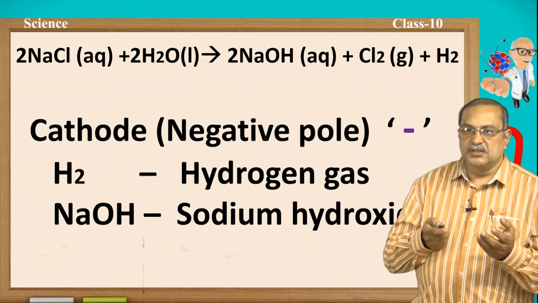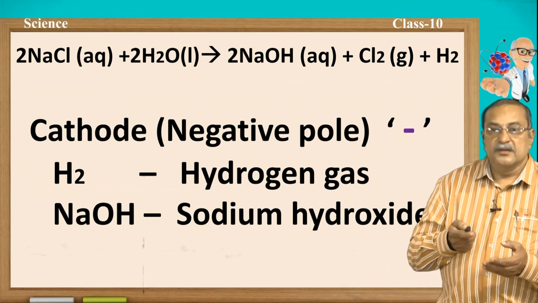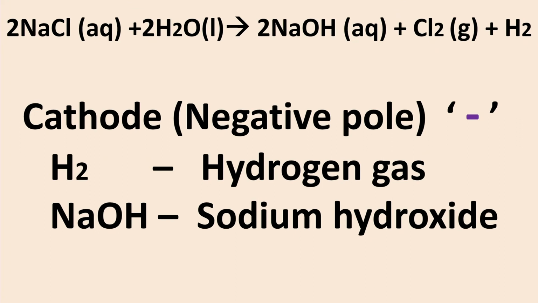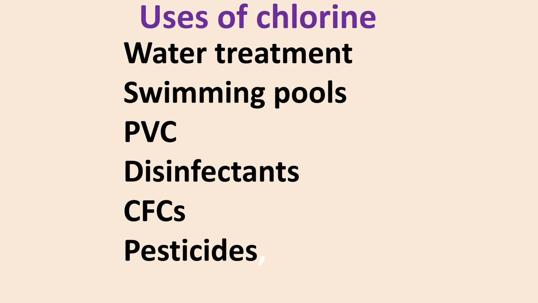So, in the cathode, that is the negative pole, hydrogen is having H plus, that means H plus plus H plus gives H2, and as a gas it is going to be liberated. And in the same way, Na plus and OH minus ions are going to be joined to form NaOH, that is sodium hydroxide, which is produced. So, hydrogen gas escapes and sodium hydroxide can be collected and utilized for other purposes.